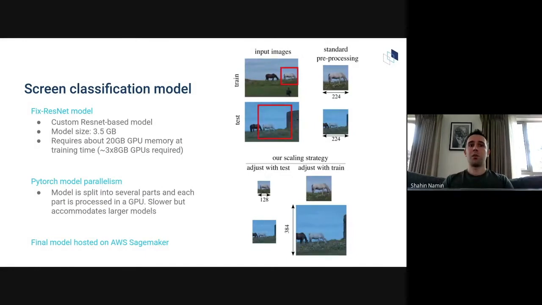The final model was hosted on Amazon SageMaker, and through these processes and techniques, we were able to prepare a model which was near human level accurate. And in the end, we were able to categorize the images of the phones as either cracked or uncracked, and therefore we would allow the user to apply for insurance.